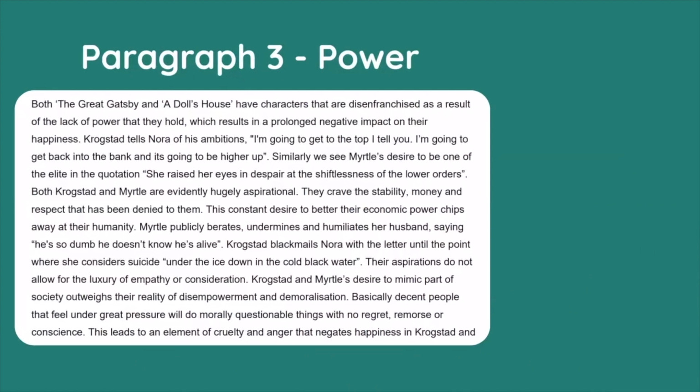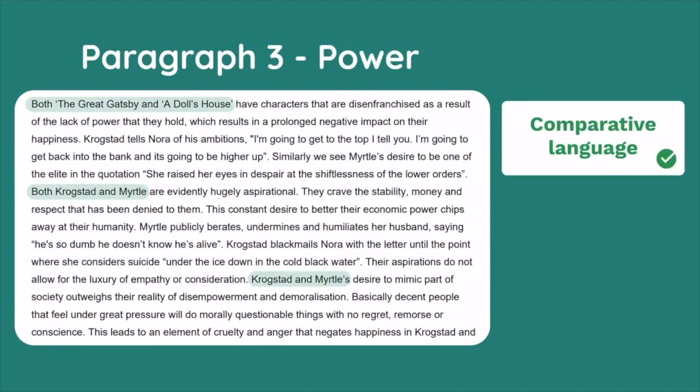Thirdly then, power. And power is subdivided into two slightly different points, but the first one is just a general sense of power. Well, firstly, let's look at the comparison. Both Gatsby and A Doll's House have characters that are disenfranchised as a result of the lack of power. So if somebody doesn't have power, they're cast aside almost. Both Krogstad and Myrtle are evidently hugely aspirational, so they're both looking to get some kind of power or control in their lives, to varying degrees of success.